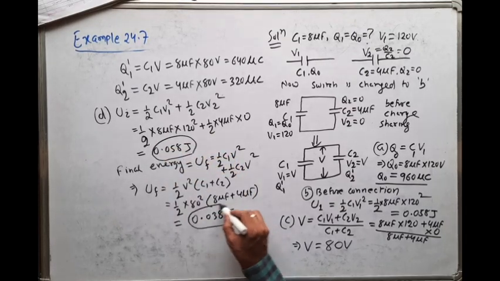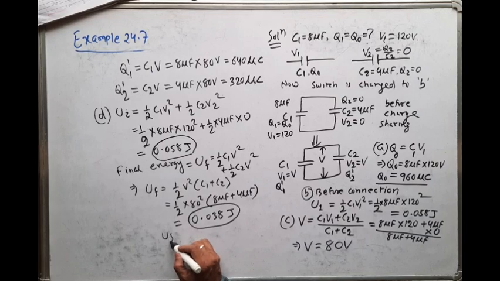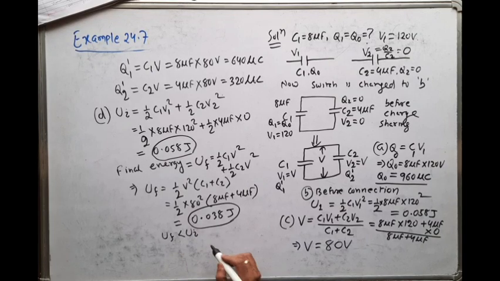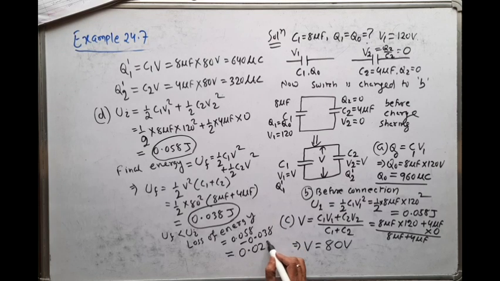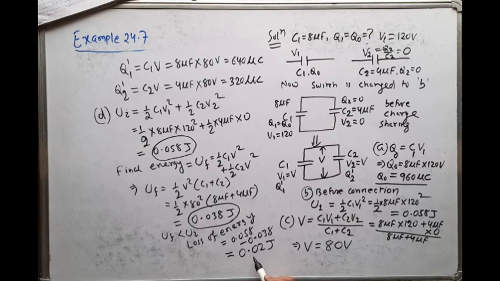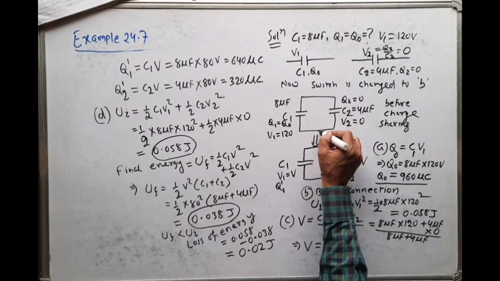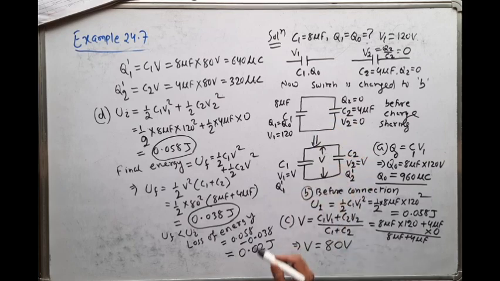So this is the initial energy stored, and this is the final energy stored, and we are observing the final energy is less than the initial energy. Then what is the loss of energy? Loss of energy is equal to initial energy, 0.058 joule, minus final energy, 0.038 joule. So that difference will be 0.02 joule. So this energy is lost in the form of what? In the form of heat energy. The heat energy will be developed in the connecting wire, and that heat energy is a loss.